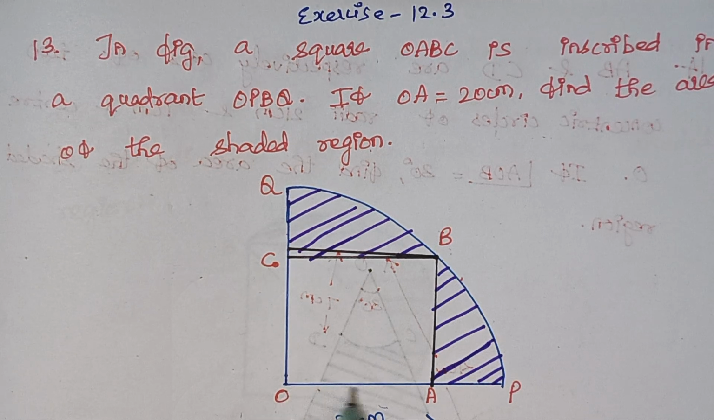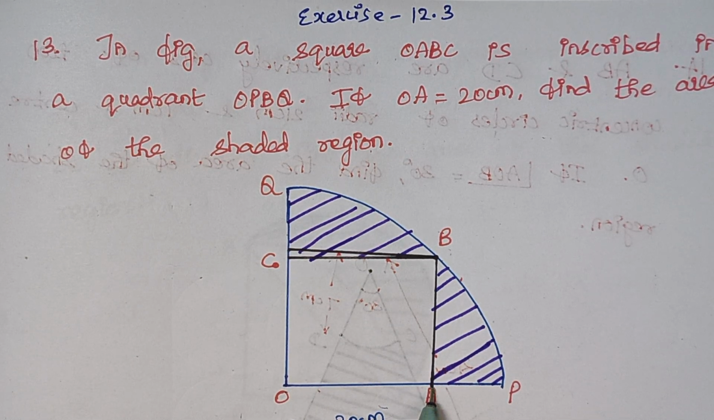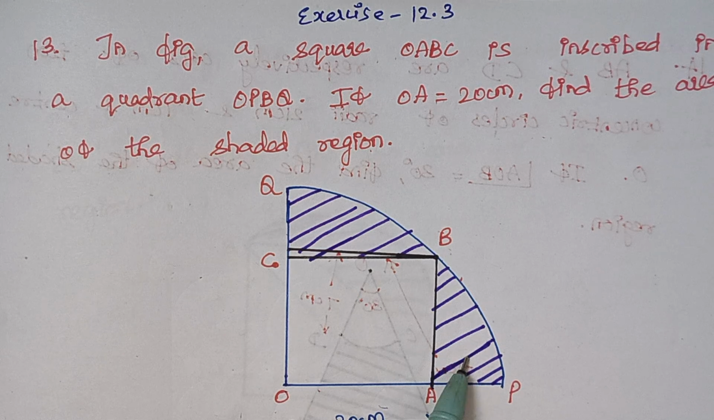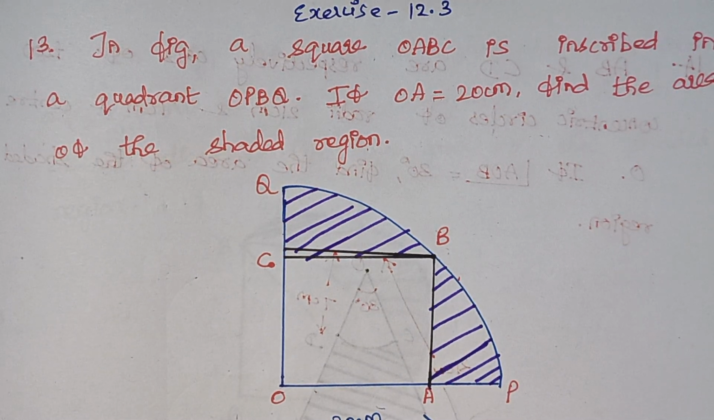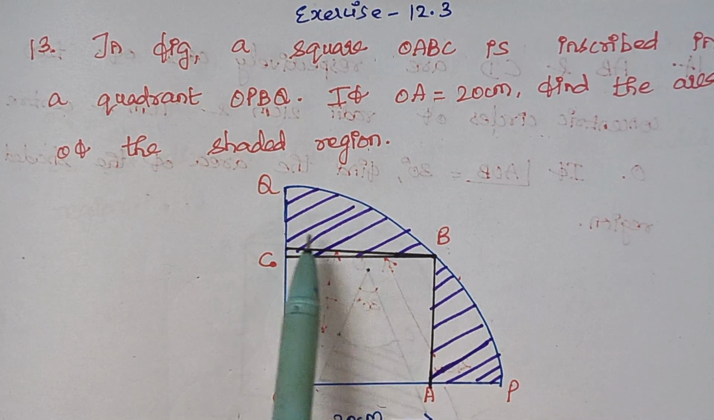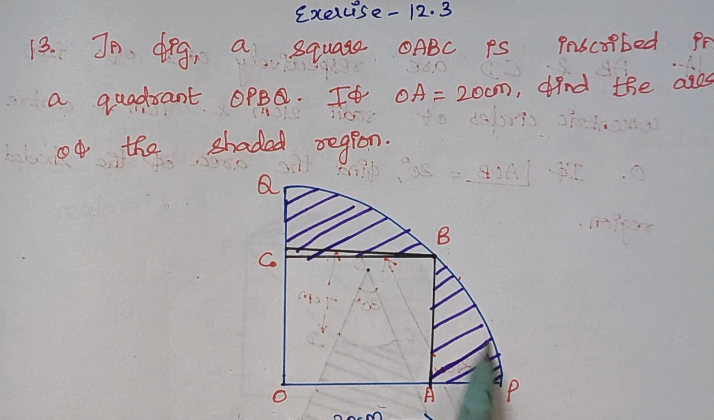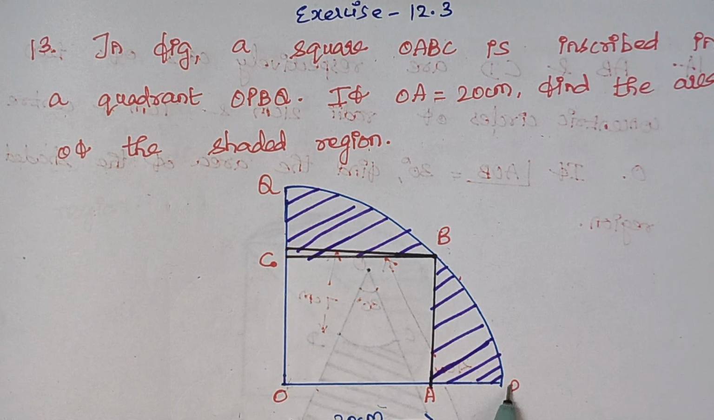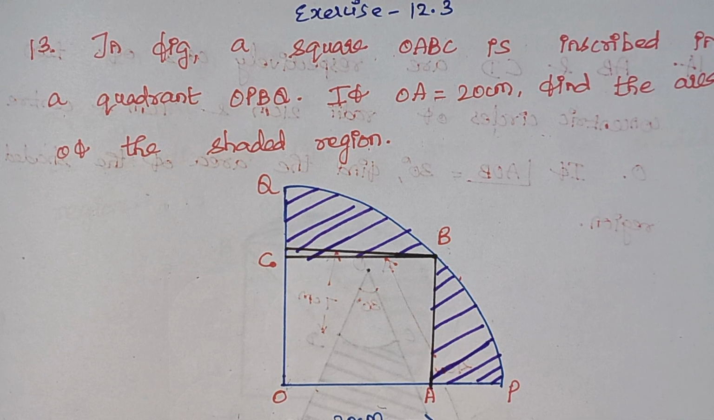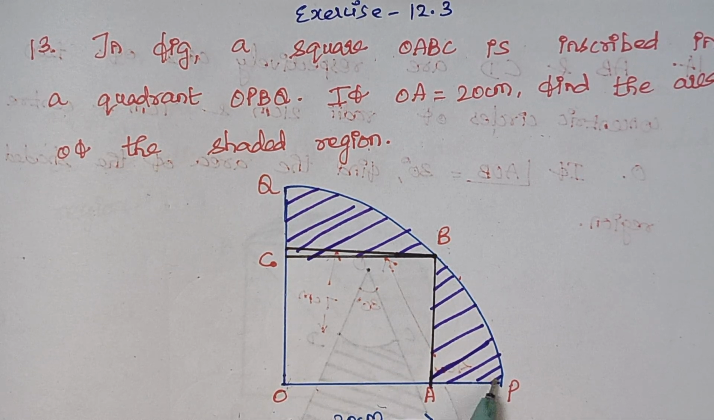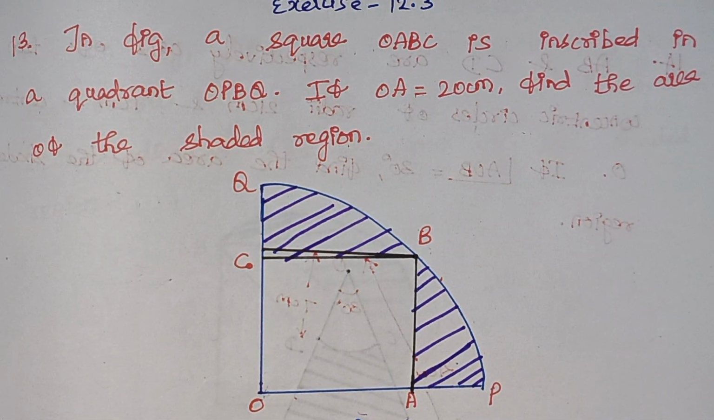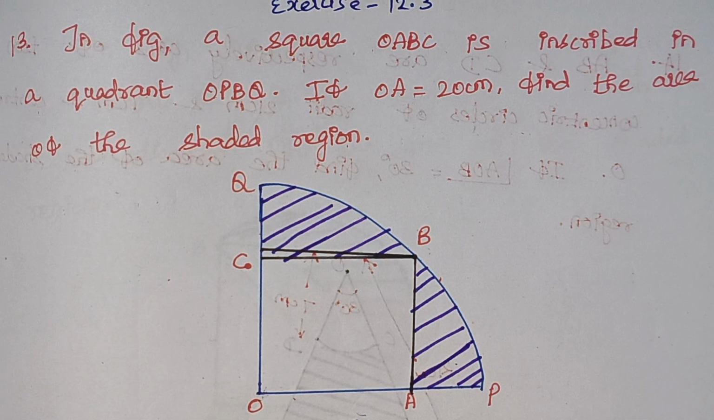So here the side of the square is given, right? We have to find this region. So here the basic thing is, obviously this is a quadrant and this is a sector as well, right? Because there are two equal lengths and the corresponding length. So first step is you have to find the area of this sector. Then you have to subtract the area of the square from it. Then you can easily calculate the area of the shaded region.